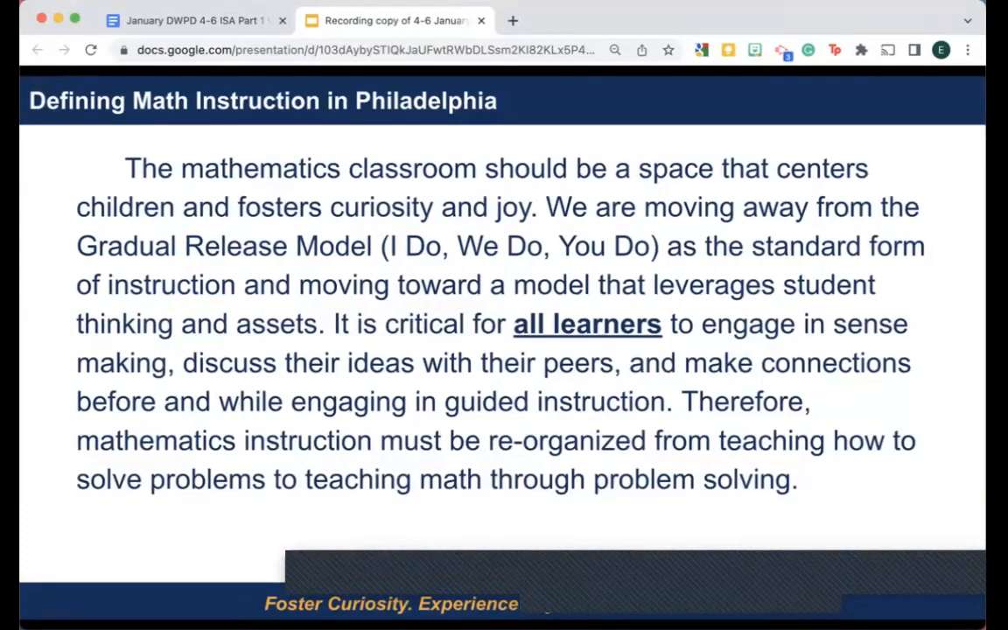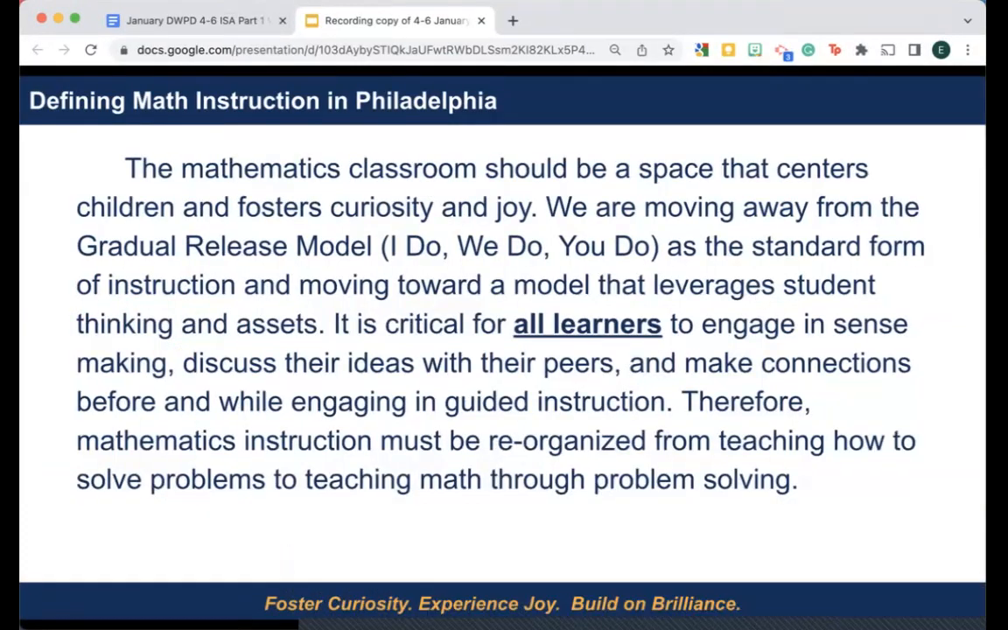Hopefully you've seen this definition before. We've shared it in other professional development sessions, and it comes from our math instructional guide. It grounds us in what it is that we are striving to achieve with our students as we provide them with the best education we can. The mathematics classroom should be a space that centers students and fosters joy and curiosity.